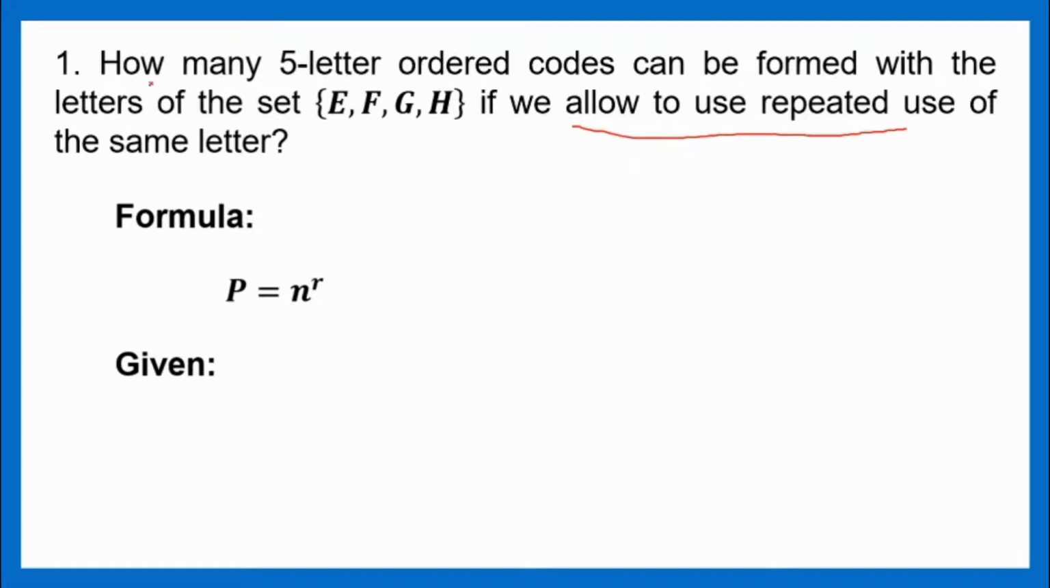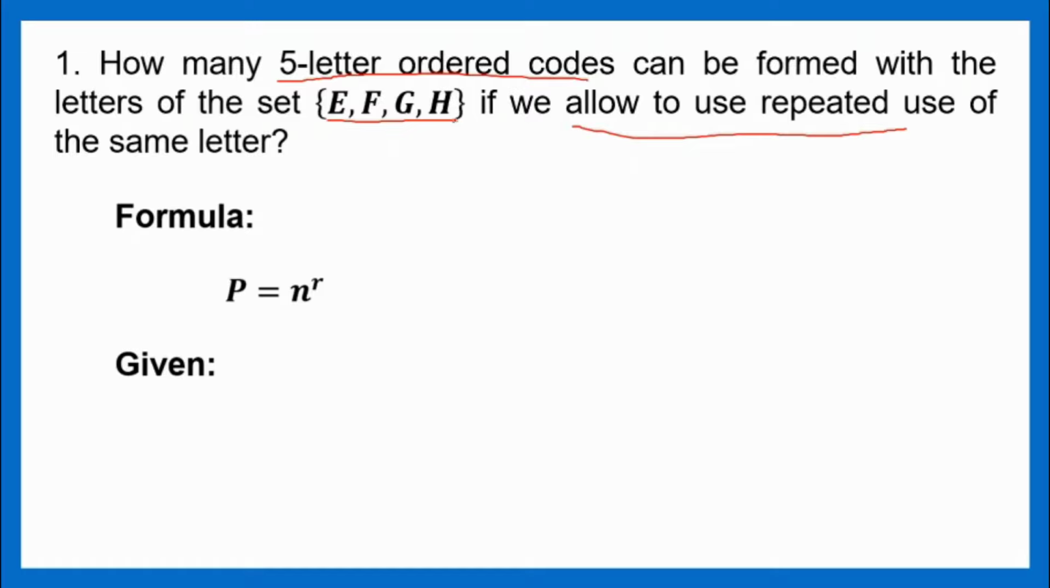So let's go back to the problem. How many 5-letter ordered codes can be formed with the letters of the set E, F, G, H if we allow repeated use of the same letter? So we have to choose what N and R are. Let's think carefully: 5-letter ordered codes, and E, F, G, and H.